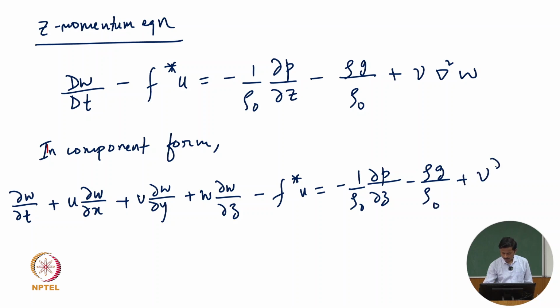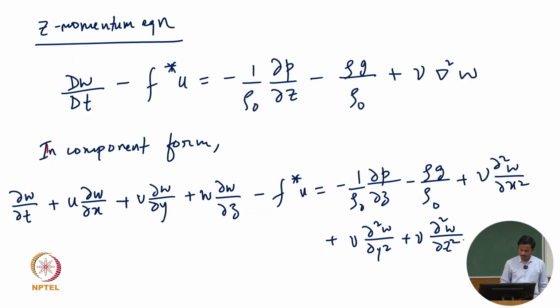So in component form, I'm just expanding the equation into all the components. We have done the same thing for the x momentum equation. So now, let's see how each of the terms scale.